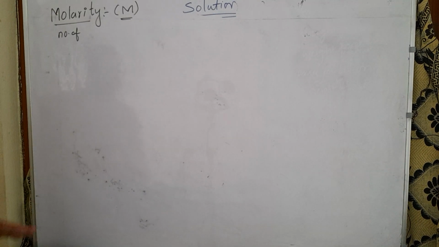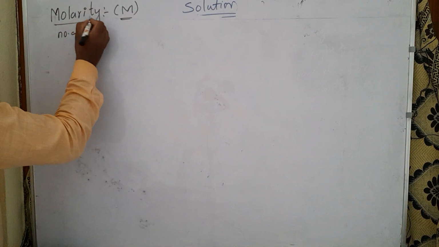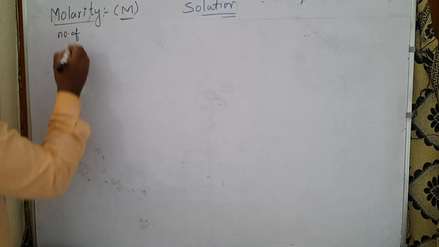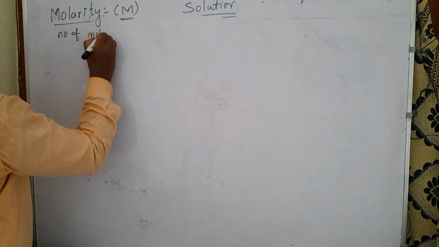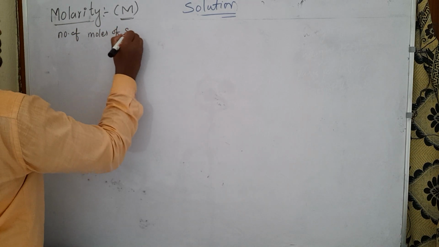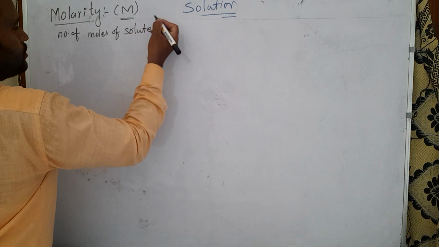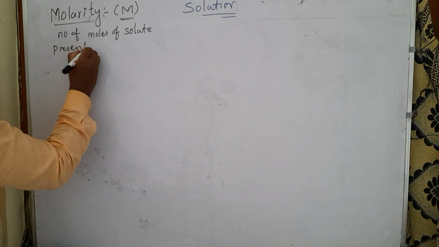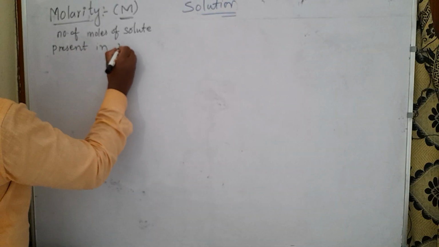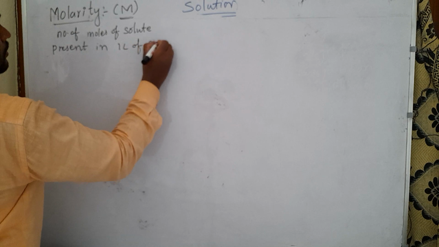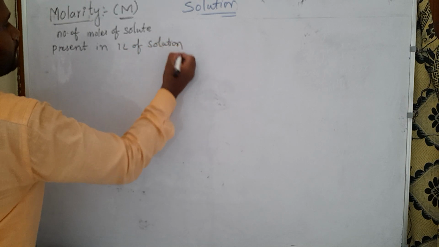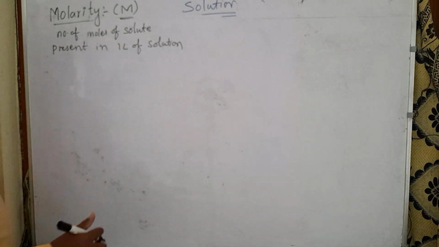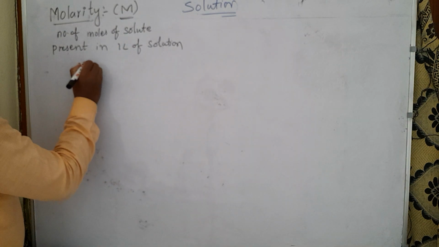Next we will discuss one more method, that is molarity. So what is molarity? Molarity is indicated with the capital M. Molarity is nothing but the number of moles of solute present in 1 liter of solution. Number of moles of solute present in 1 liter of solution, that is called what? Molarity.